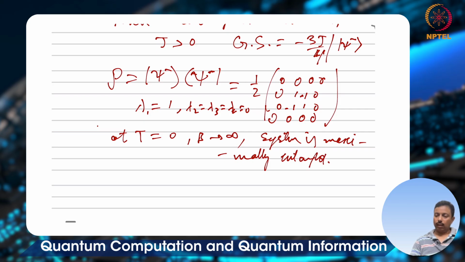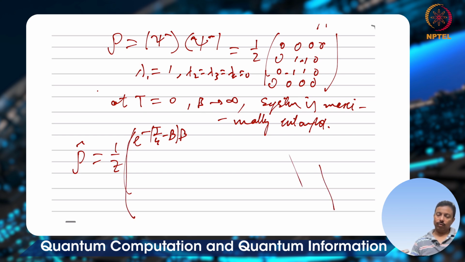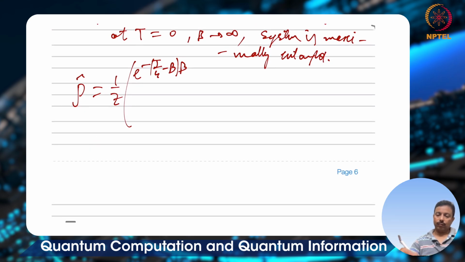Now if I take the full rho, it can be written as 1 by Z, where I'll tell you what is 1 by Z, to the power minus of J by 4 minus of B times beta, and somewhere here you have e to the power minus of J by 4 plus B times beta.